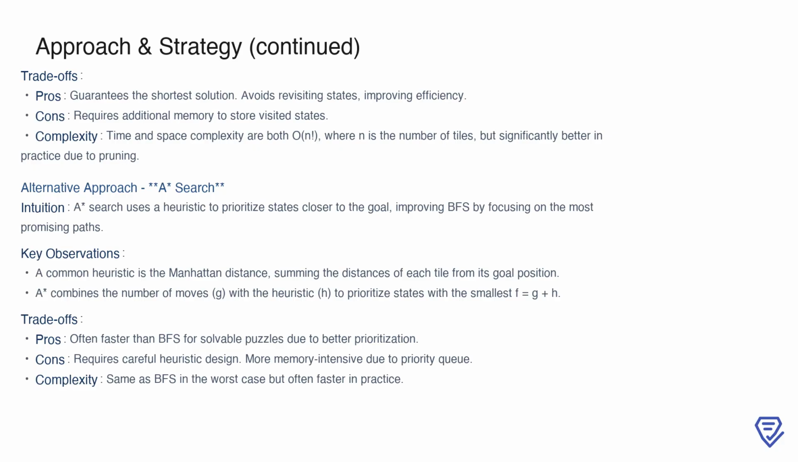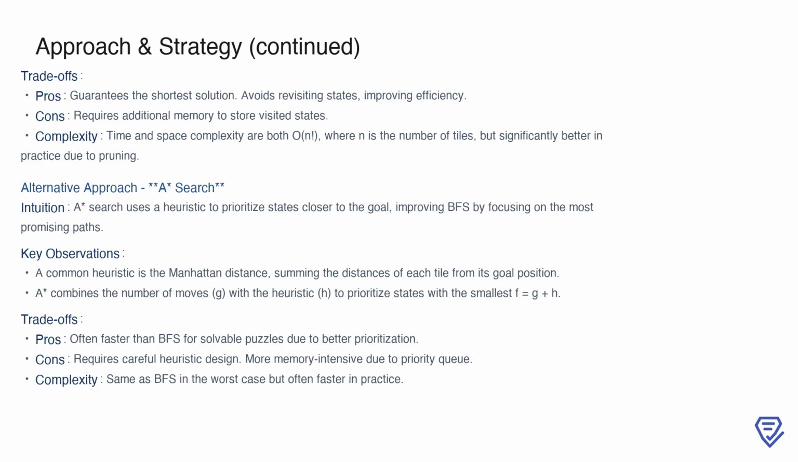Another alternative worth considering is the A* search algorithm, which enhances BFS by introducing a heuristic to prioritize states closer to the goal. A common heuristic is the Manhattan distance, which calculates how far each tile is from its target position and sums these distances for the entire board. A* combines the actual moves taken, represented as G, with the heuristic value, represented as H, to prioritize states with the smallest combined cost, F equals G plus H.